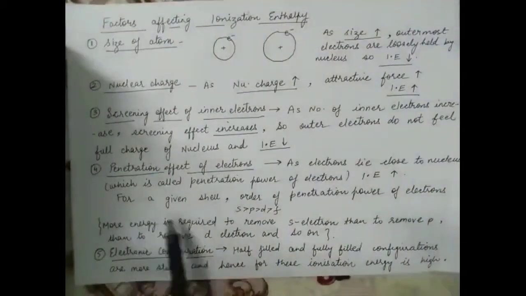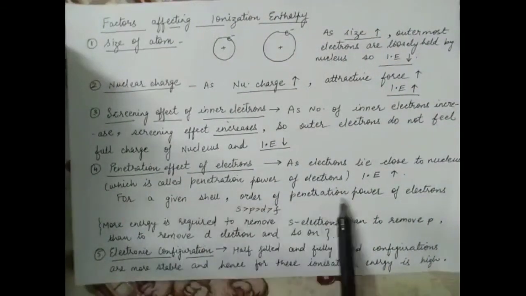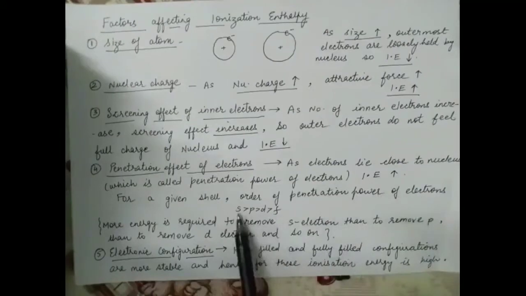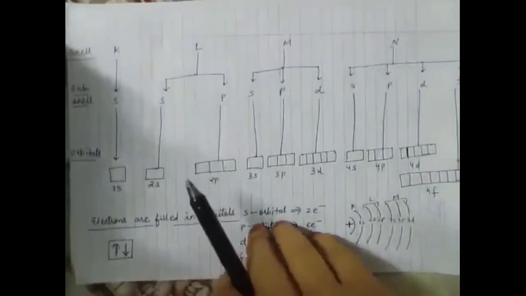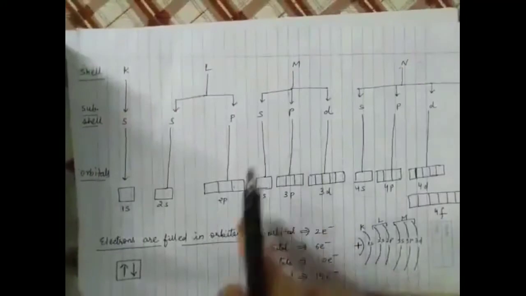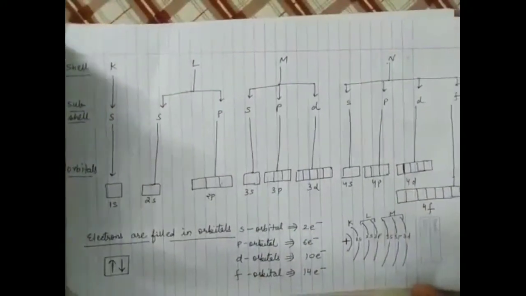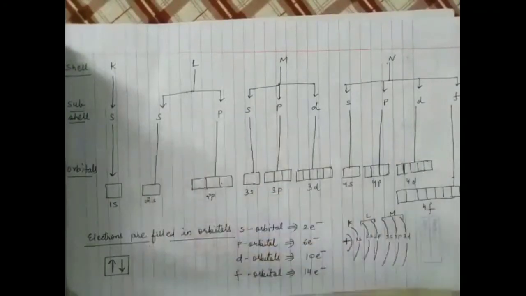Now for a given shell, the order of penetration power of electrons is S, P, D and F. Now what is the meaning of this S, P, D, F? So I have one sheet that will explain this thing to you. Now listen carefully, although this explanation is a part of unit number 2, that is structure of atom. In that unit, in our classroom teaching, we'll discuss this thing in detail. Now that how electrons are distributed in the atom.